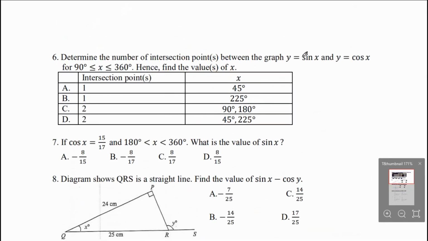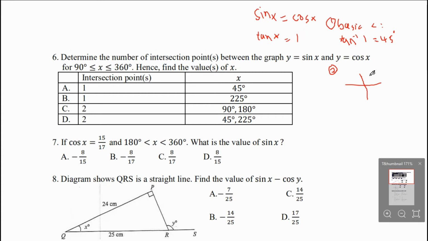So for intersection point, we just substitute sine x equals cosine x. Okay, we divide both sides by cosine x, so tangent x equals 1. Then you use the same method. First, find the basic angle. Basic angle will be tangent inverse of 1, which equals 45 degree. Second, which quadrant? So tangent positive, quadrant 1, ASTC, and quadrant 3.